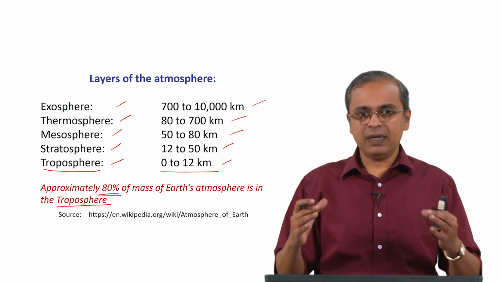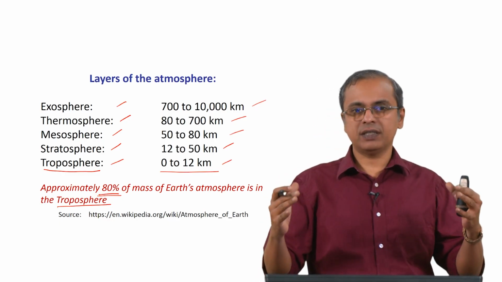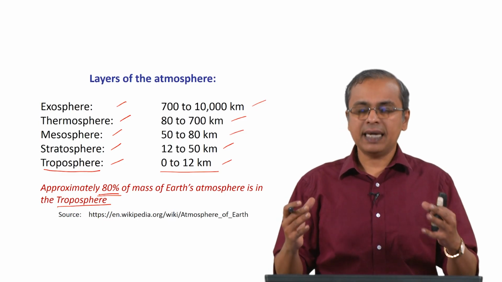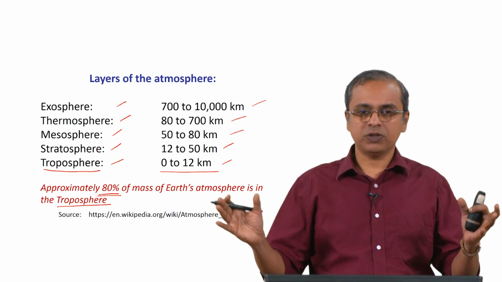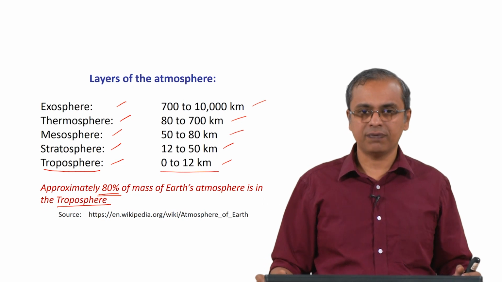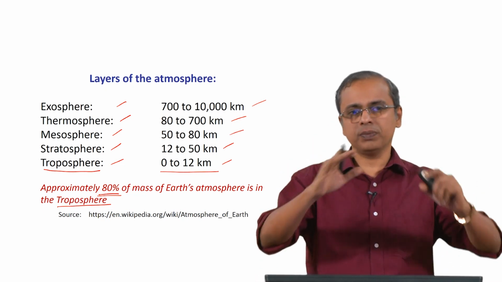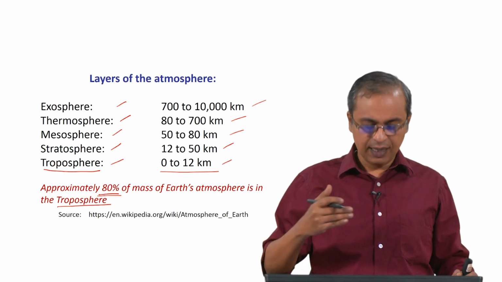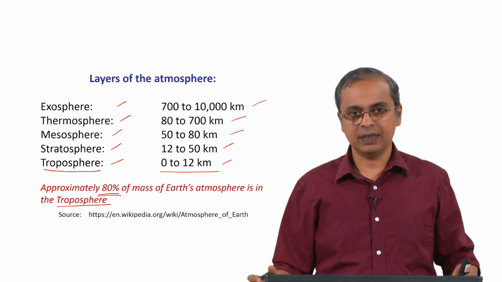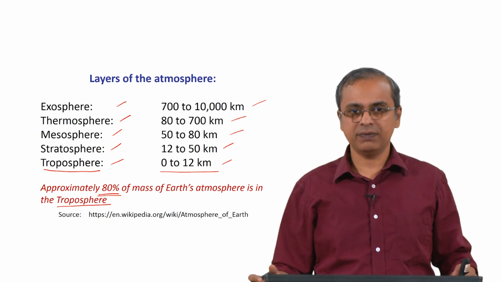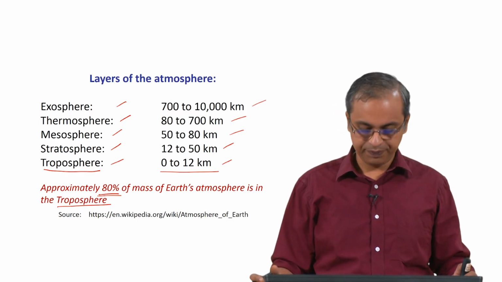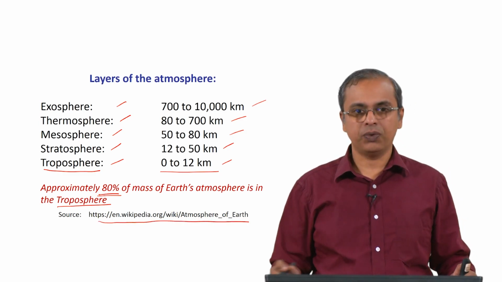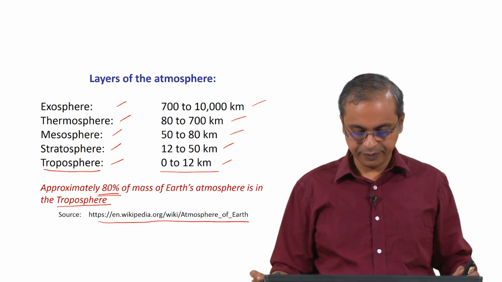So for now we will make the approximation that the troposphere is where most of the Earth's activity takes place, and since 80% of the atmosphere is there, let us stay focused on it. We will assume that is our atmosphere and not worry about the rest. All the calculation we will restrict to this troposphere. Again, this is the source for the data, and you can go and look it up.